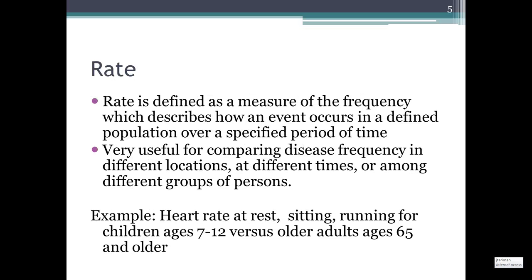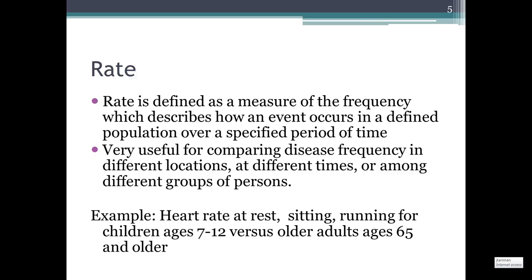Now, what about rate? Well, rate is defined as a measure of the frequency. It describes how an event occurs in a defined population in a very specified period of time. This is very useful when we compare the rate, which means the frequency of an event or a disease, in different locations at different times or among different groups of persons.